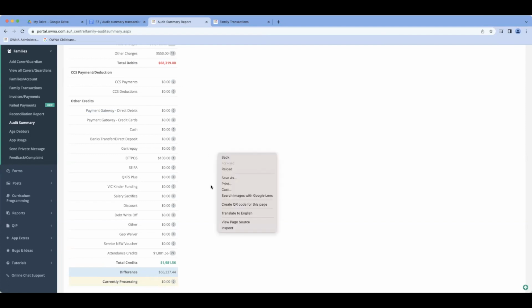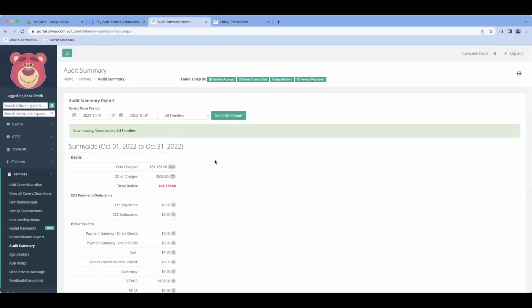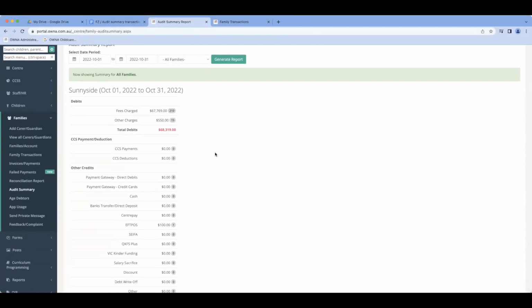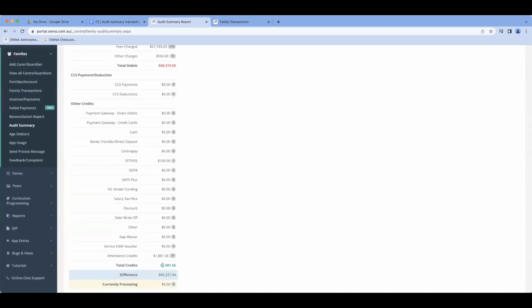So if I just quickly look at this summary page, I don't know why it's not scrolling. Whoopsie, sorry. Oh, here we go. If I just quickly look at it as a snapshot, I'm looking at this going, yep, for the month of October, I should be receiving $68,000. I've actually only received $1,000. So I'm now in my head going, I'm missing like $66,000 something.